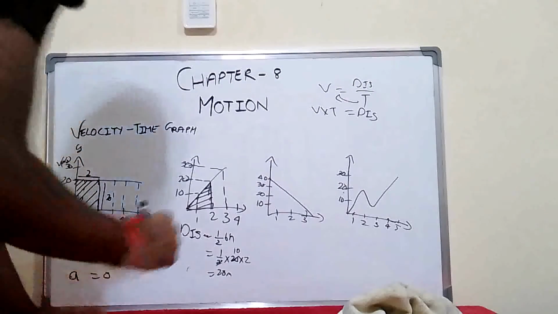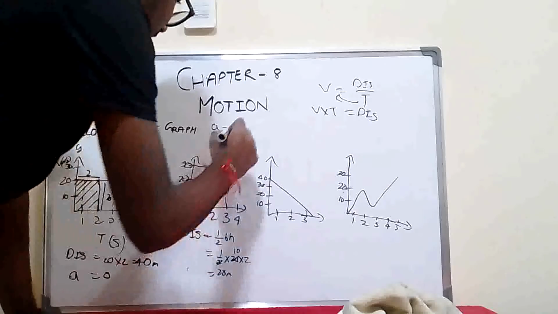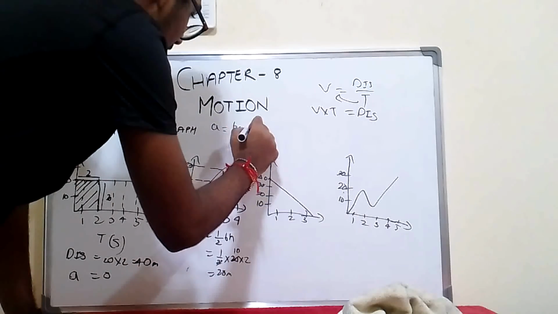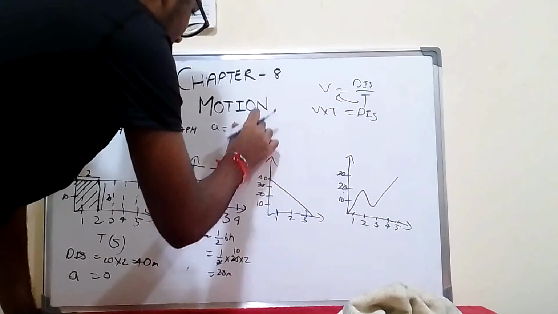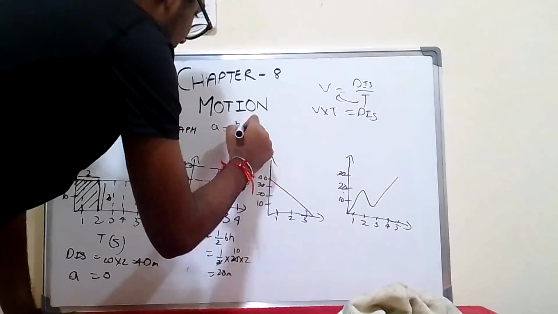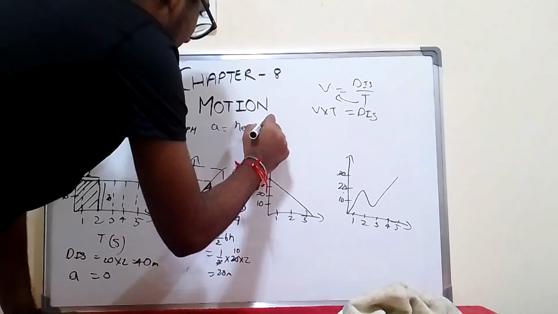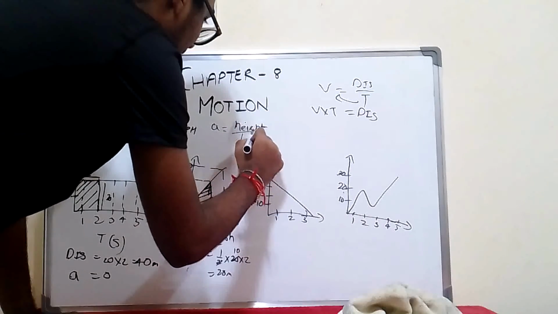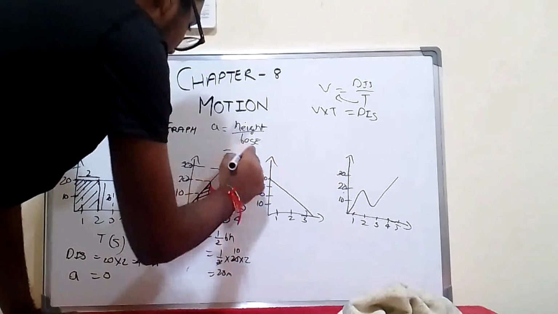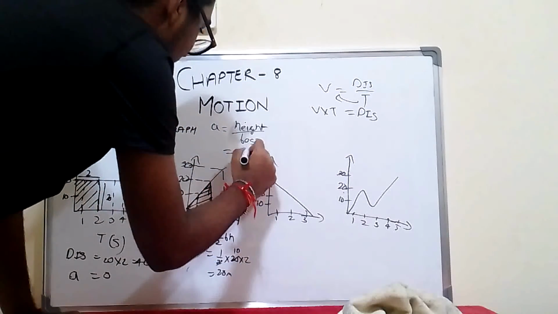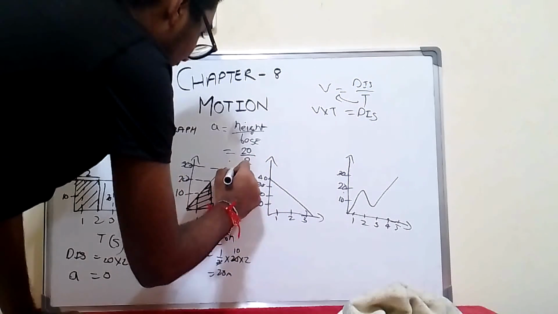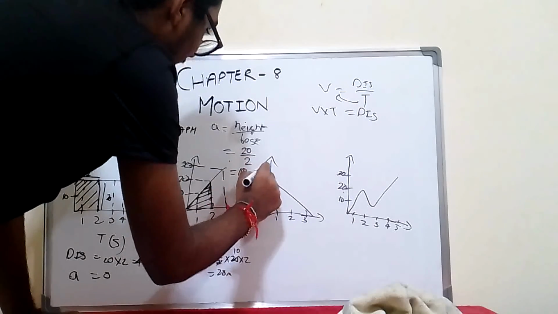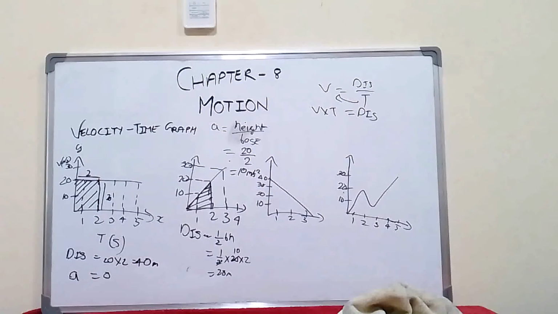Acceleration here is height by base, which is a slope. So here height is going to be 20 and the base is going to be 2 seconds. So it will be 10 meter per second square. This is how we find displacement and the acceleration from a velocity time graph.